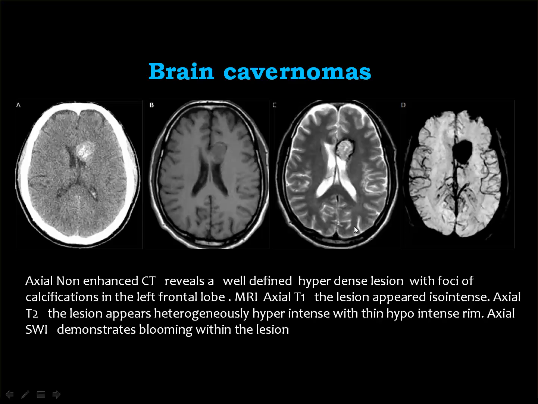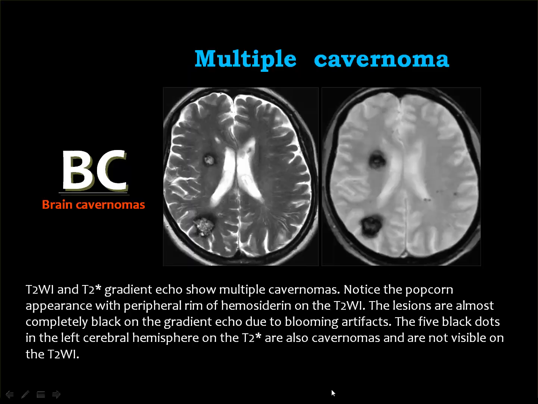The most important feature of cavernoma is seen in the T2 weighted image, where you got the low signal hemosiderin rim surrounding the lesion. This is the most important feature of cavernoma on MRI. Cavernoma on MRI may be of bright signal in the T1 and T2, but the hemosiderin rim is very important to identify this lesion and to diagnose it correctly.